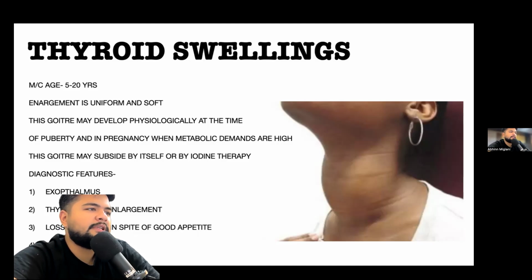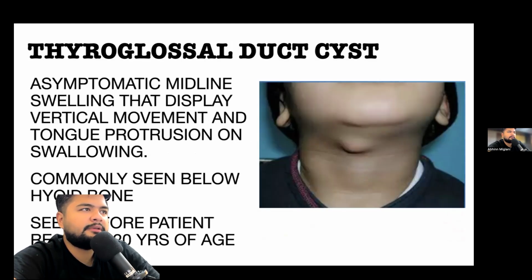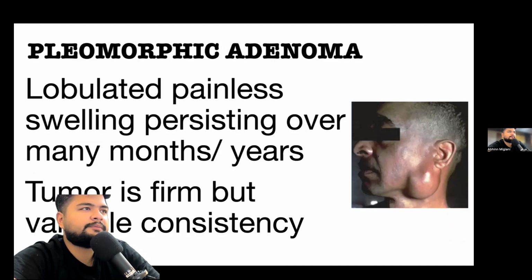And diagnostic features include exophthalmos, thyroid gland enlargement, loss of weight despite good appetite, and tremors. Thyroglossal duct cyst is an asymptomatic midline swelling that displays vertical movement and tongue protrusion on swelling, commonly seen below the hyoid bone, seen before the patient reaches 20 years of age.